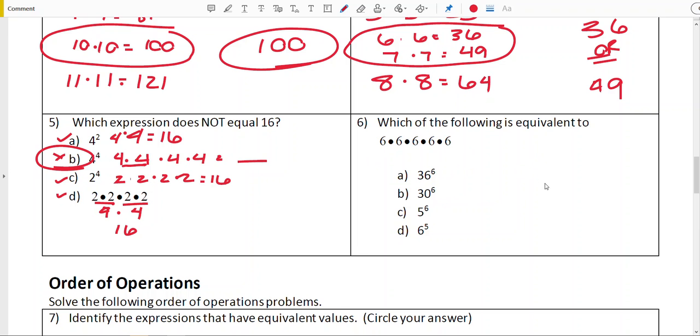So I'm multiplying 6 together, so 6 is going to be the base, and I have it multiplied 1, 2, 3, 4, 5 times, so it is 6 to the 5th power, so it should be D.